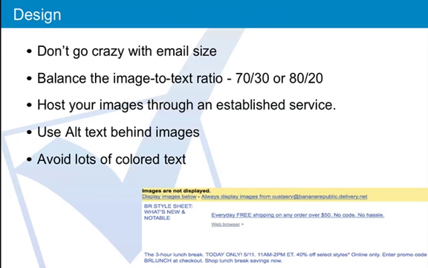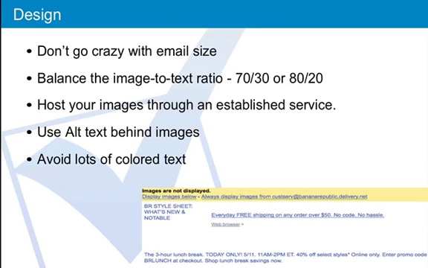And then balance your image to text ratio. We recommend 70-30 or 80-20. So 80% text, 20% images or 70% text, 30% images. That kind of helps with going along with email size as well if you are not using one of our editors. Host your images through an established service. We went through this earlier, and we allow you to host your images through us, but if you're using someone else, you want to make sure that they're established.